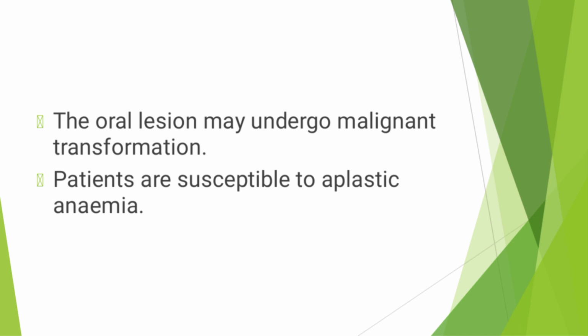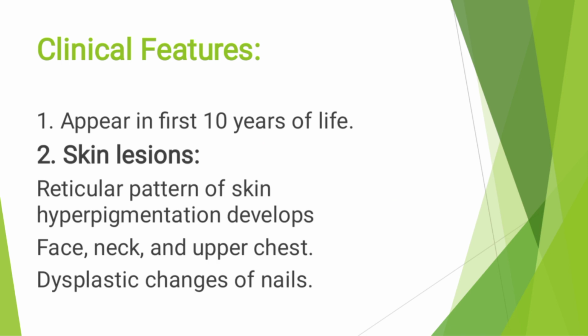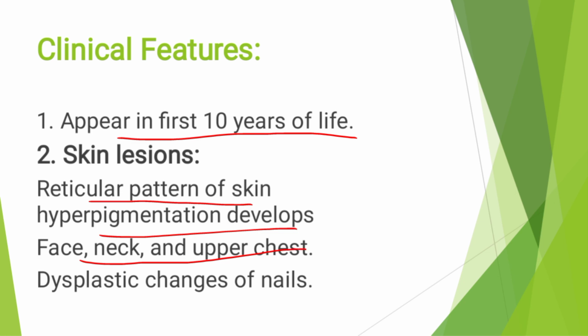Now, the oral lesions undergo malignant transformation. The patients are more susceptible to aplastic anemia. It appears in the first 10 years of life, meaning it occurs in early life. In the skin, there is a reticular pattern of hyperpigmentation. Reticular pattern skin hyperpigmentation develops on the face, neck, and upper chest.